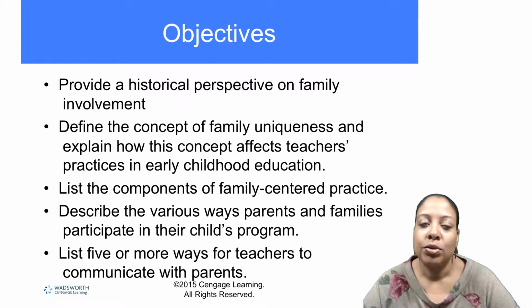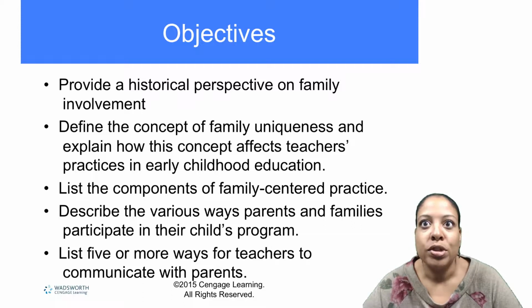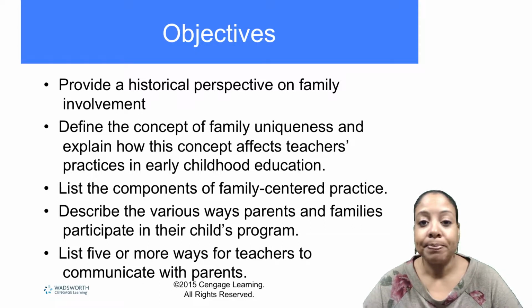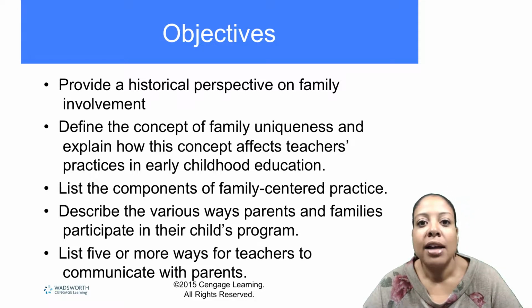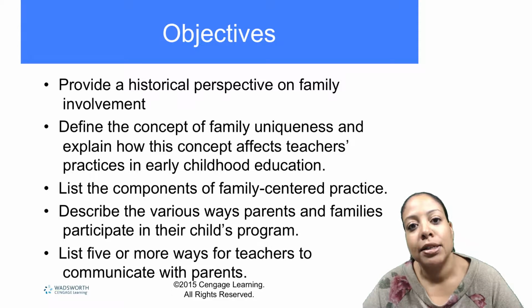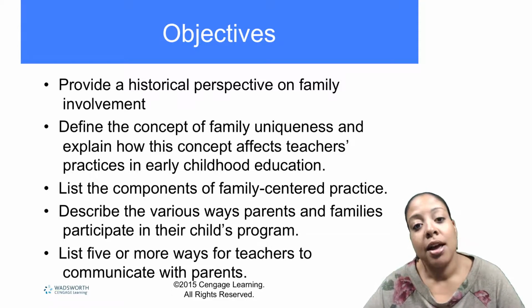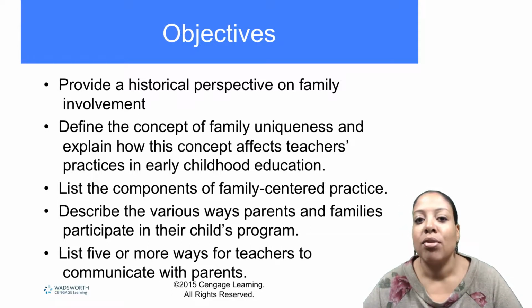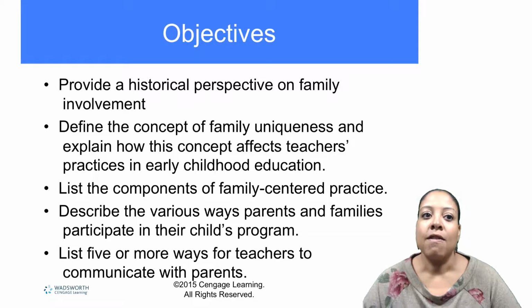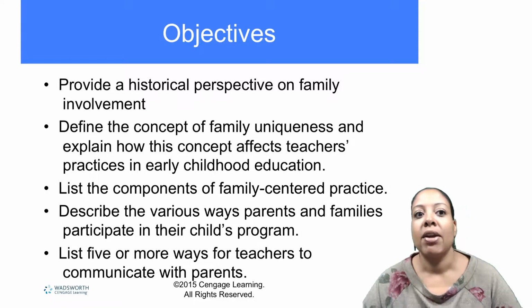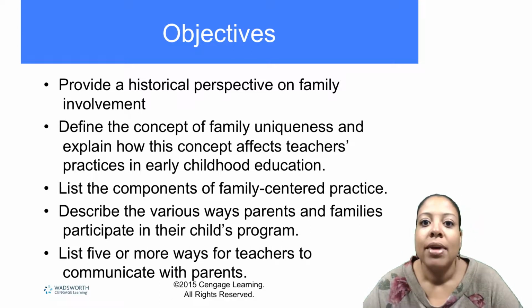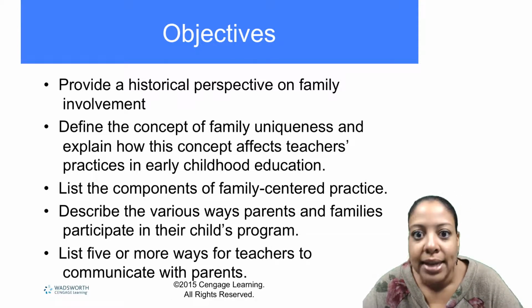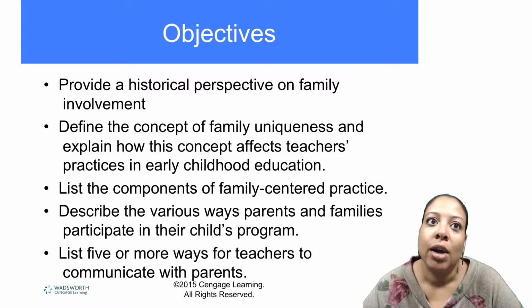So first objective is to provide a historical perspective on family involvement. And number 2, define the concept of family uniqueness and explain how this concept affects teachers' practices in early childhood education. The third objective, list the components of family-centered practice. Fourth, describe the various ways parents and families participate in their child's program. And finally, list 5 or more ways for teachers to communicate with parents.